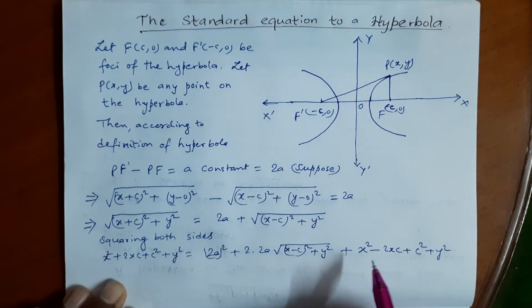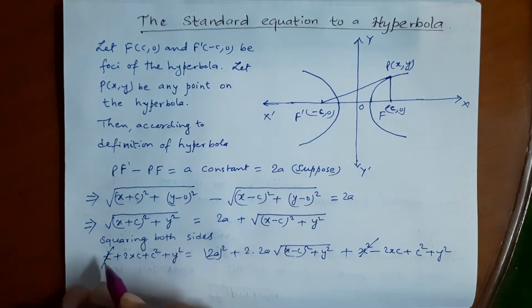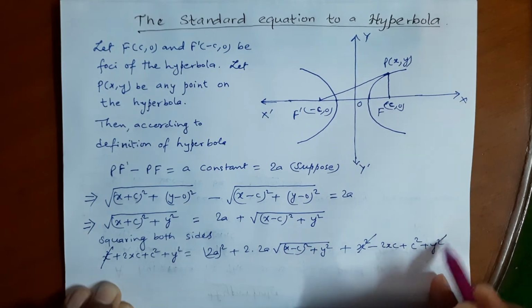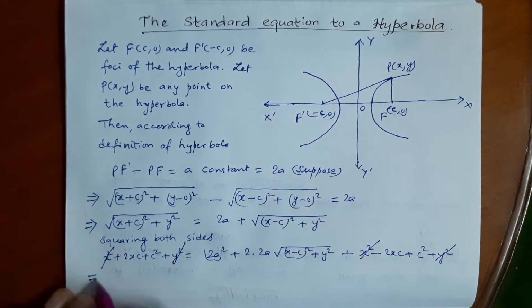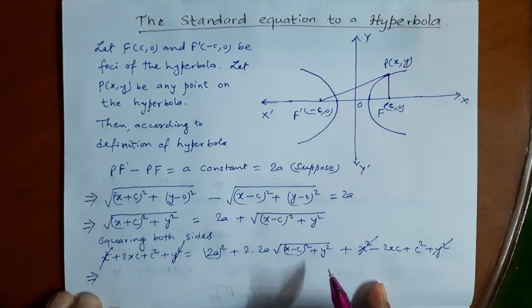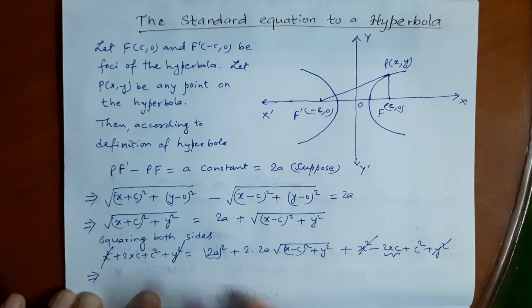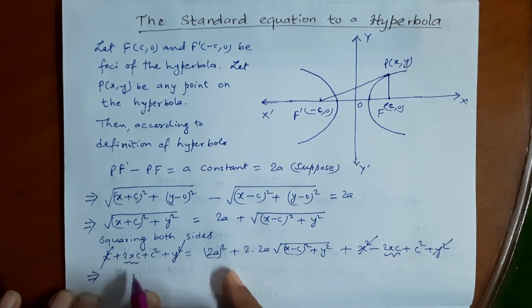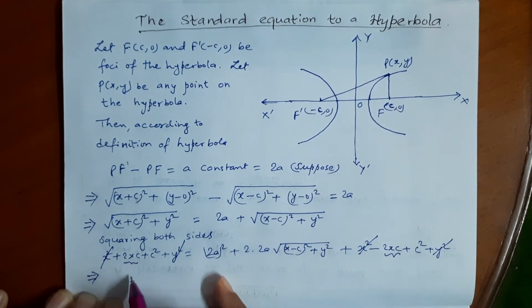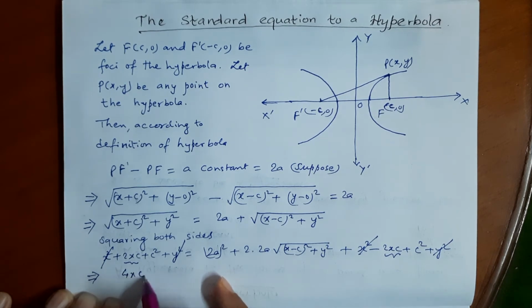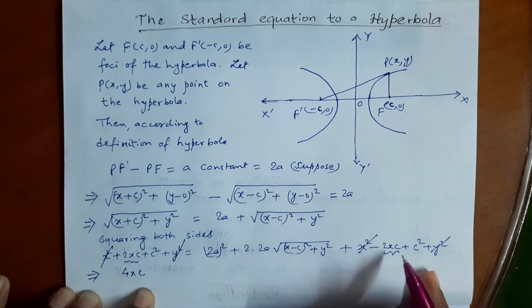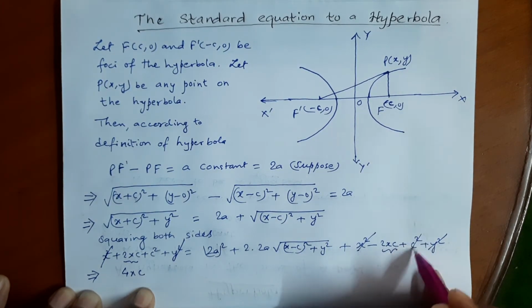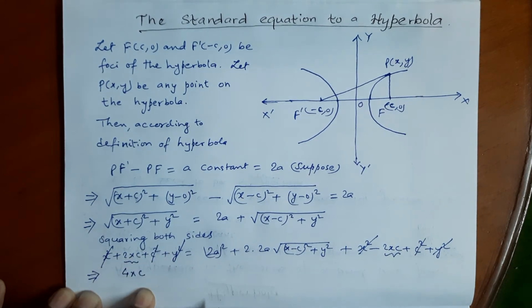And now here this x square and this x square can be cancelled. Similarly, this y square and this y square can be cancelled. And now this implies here minus 2xc, and this 2xc minus comes here and becomes plus. So 2xc plus 2xc will be 4xc. 4xc we can write. Okay, and here this c square and c square also can be cancelled on both sides.